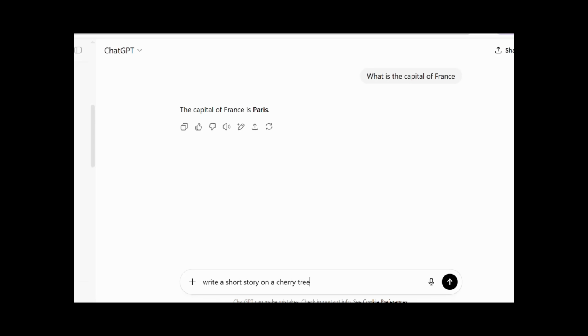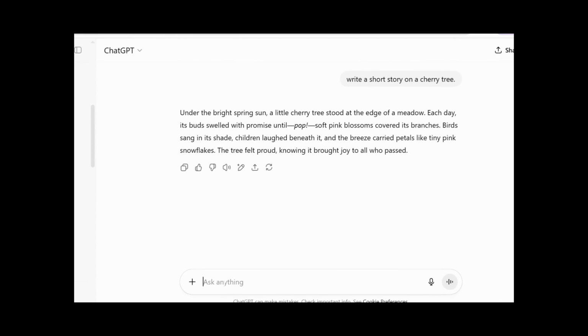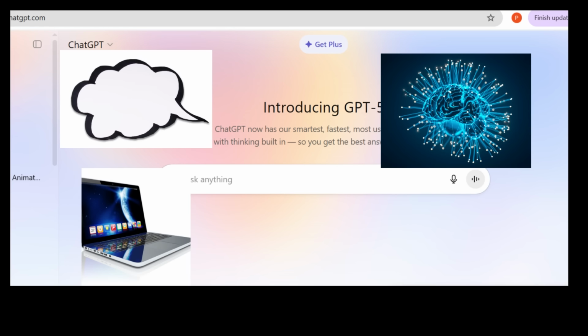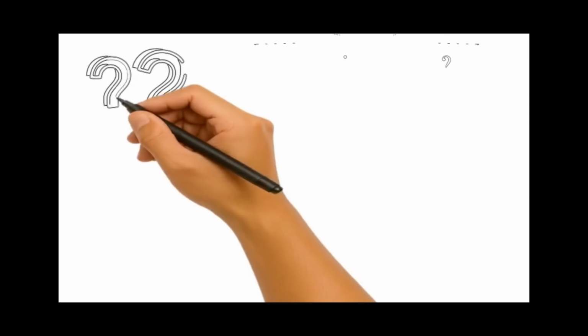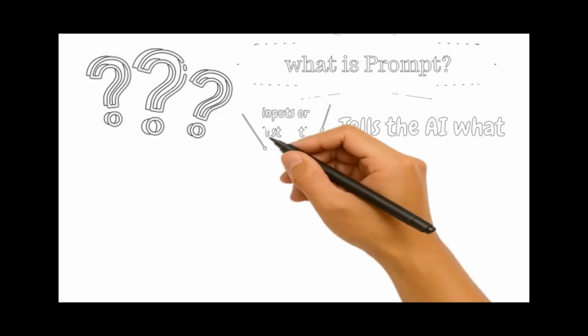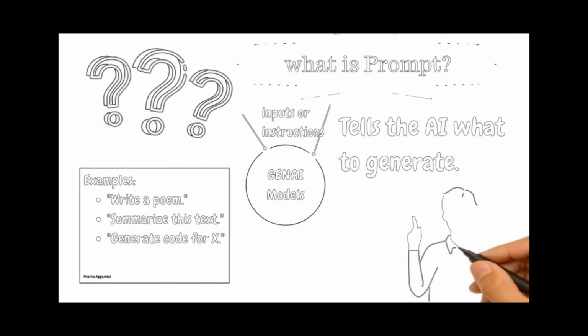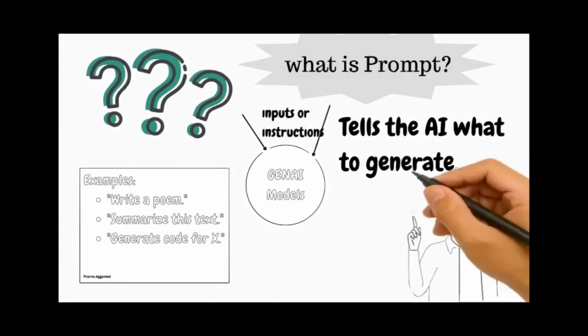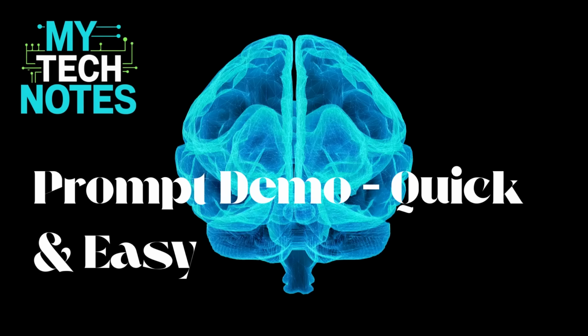The secret is not magic, it is the prompt. Today I will show you different types of prompts with real examples so you can start writing prompts like a pro. A prompt is simply the instructions you give to an AI model to get a desired output. It can be a question, command, or even a detailed scenario. The better you write it, the better your result.